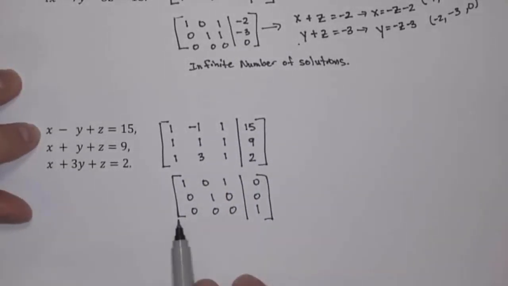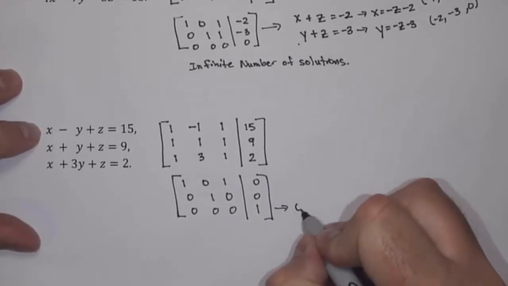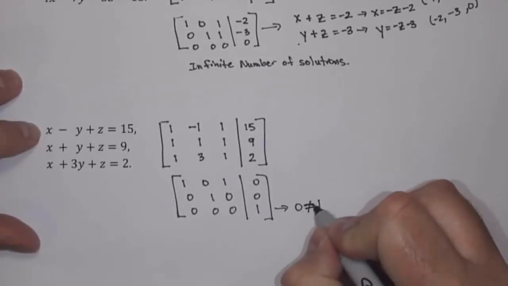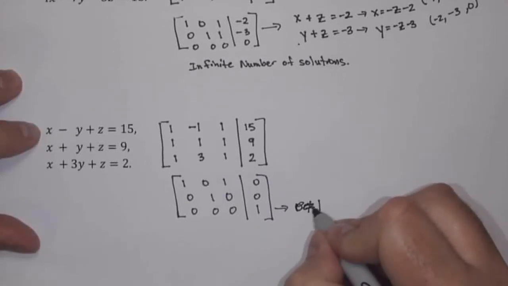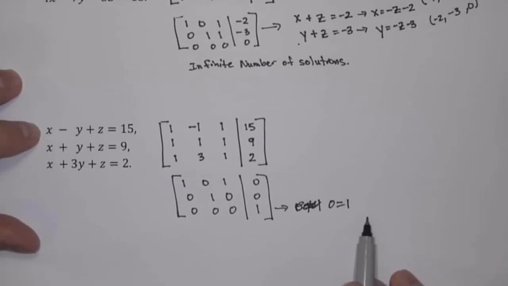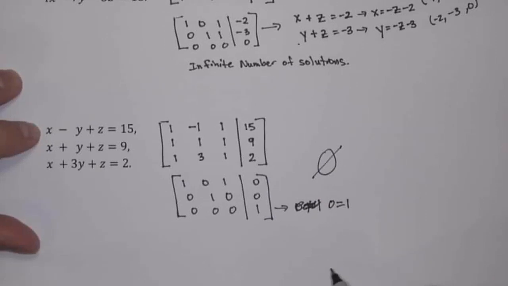We'll focus again on this third row, 0, 0, 0, 1. That means we're getting the statement 0x plus 0y plus 0z equals 1, or 0 equals 1. And that doesn't make any sense. I shouldn't have put a not-equals through that, but that's what this statement is saying. So when we get that kind of result, that indicates that we have no solution. This system of equations is an inconsistent system with no solution.